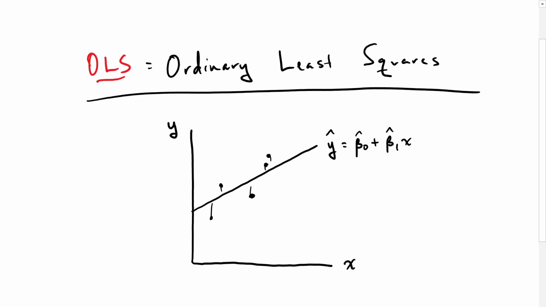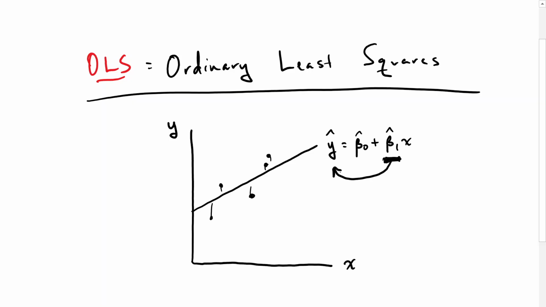Because we're mostly emphasizing causal econometrics here, we're interested in getting the best estimate for beta 1, which is the relationship between x and y. So a 1 unit increase in x is associated with a beta 1 unit increase in y.